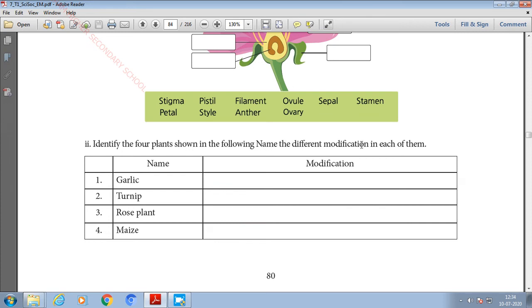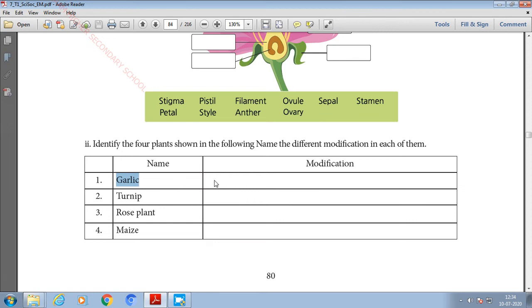Next, Roman letter. Identify the 4 plants shown in the following. Name the different modification in each of them. Here they have given examples of various plants, and you have to write what kind of modification is present in each plant. First one, garlic. In garlic, underground stem modification is present.